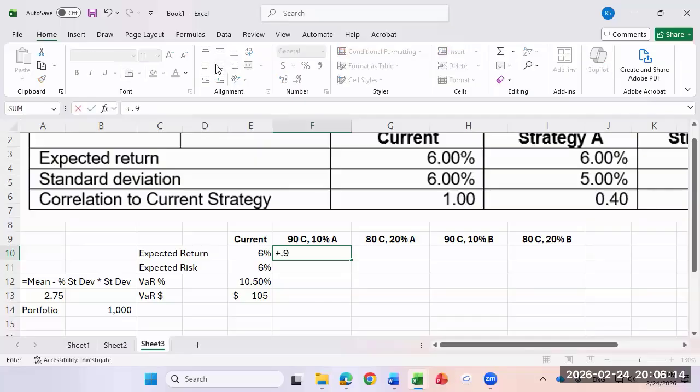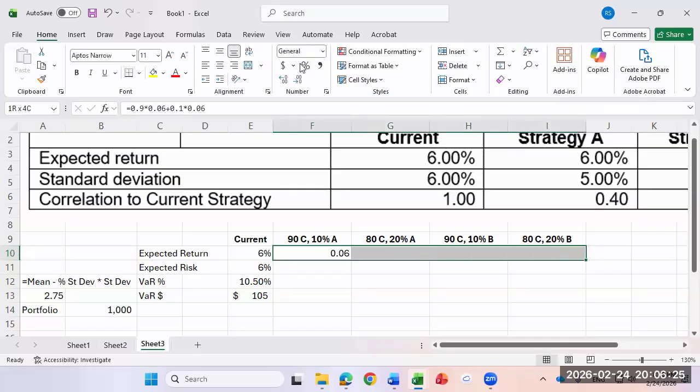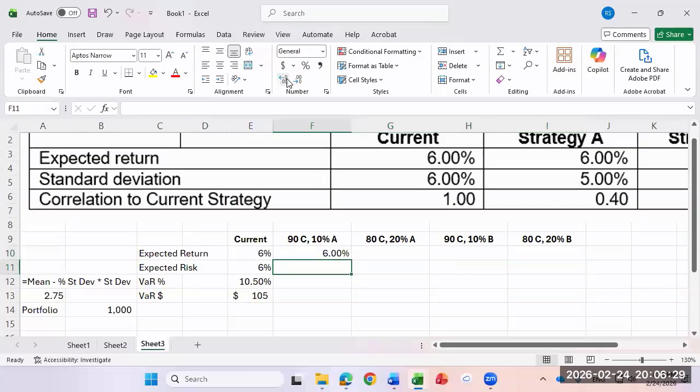Return's going to be 0.9 times 0.06 plus 0.1 times 0.06. Y'all see that? Current is 6. We know that's going to be 6%. That's really straightforward. No issue there. Then we get the expected, anybody remember the formula for expected risk? We just did it.